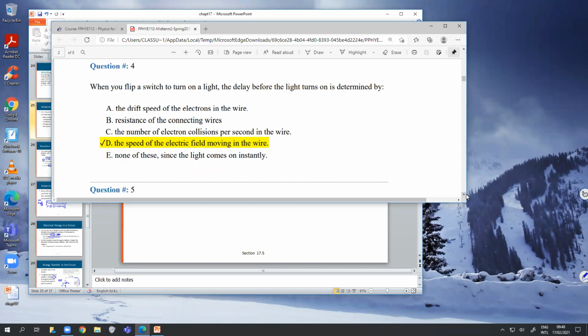The speed of the electric field is the speed of light, 300 million meters per second. That is almost instantaneous, a huge speed. That's the fastest speed possible.